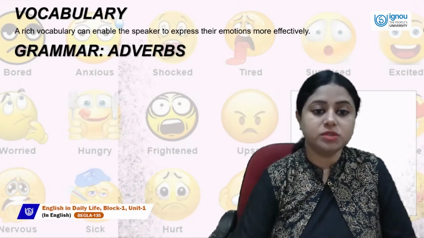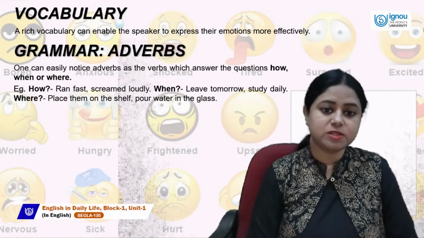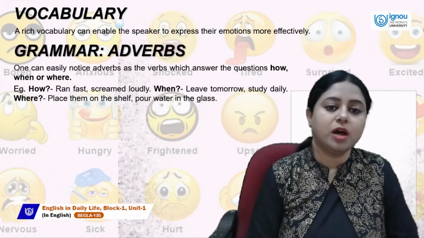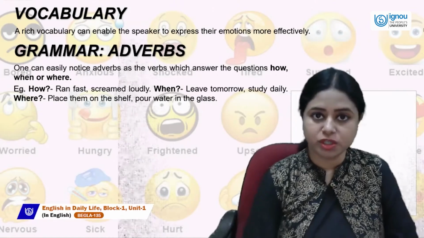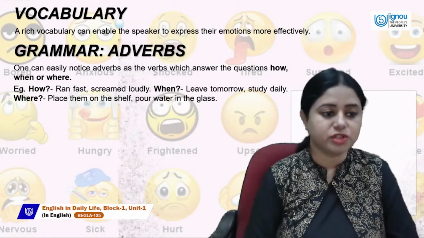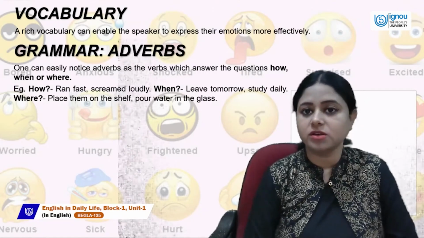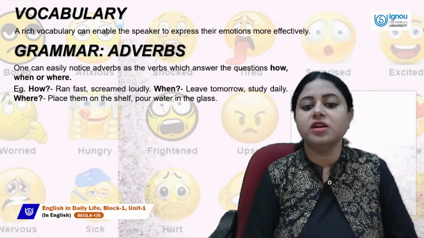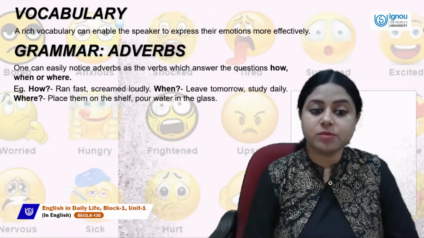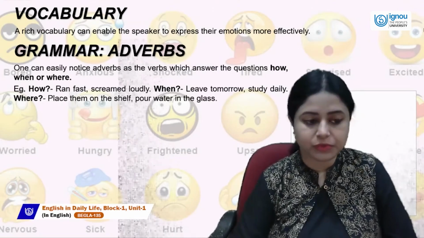Let's look at grammar, adverbs. One can easily notice adverbs as the words which answer questions like how, when, or where. Okay? And you have this portion in your study material where you can go through this section. So you see, ran fast, scream loudly, it is answering how. When? Leave tomorrow, study daily. Answering when. Place them on the shelf, pour water in the glass. This is answering where, right?